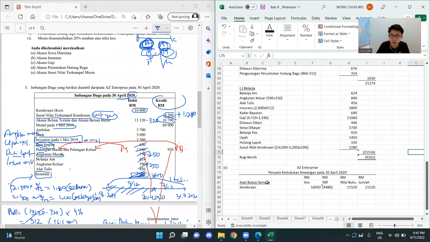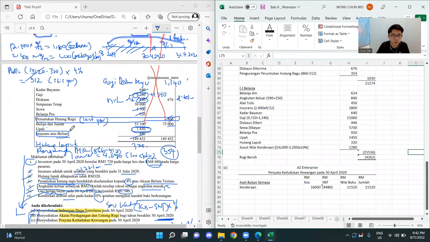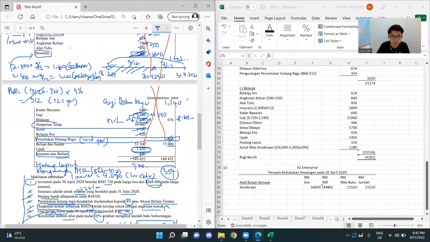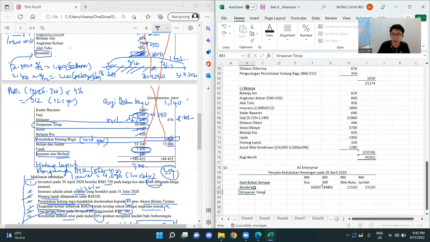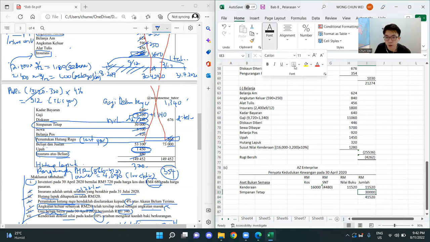Right, so this is for your asset bukan semasa kenderaan, and at the same time, if you remember what we saw is a simpanan tetap 30,000. So what is simpanan tetap? Simpanan tetap is like a fixed deposit. You put money there, and then they lock it for a few years. Okay, beberapa tahun. So that will be considered asset bukan semasa because it is more than 1 year. So normally when you see simpanan tetap, you just put it into asset bukan semasa. So you straight away put it into jumlah because there's no cost, no SNT for simpanan tetap. So you just put it into the jumlah 30,000. So your total asset bukan semasa will be 41,520. The next thing will be your asset semasa.